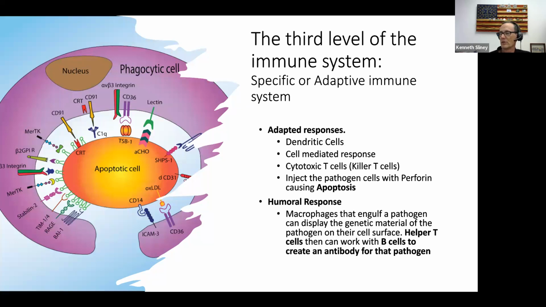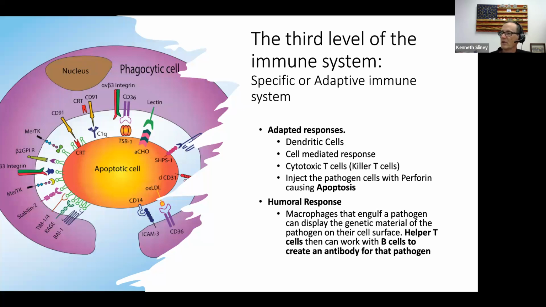And then the humoral response is when these dendritic cells basically dissect the pathogen and bring it back to the lymphatic system, in the lymph nodes. And within there, there's two things. There's the helper T cells, which make a blueprint of the pathogen, and the B cells create the antibodies. So all in all, that's the immune system.